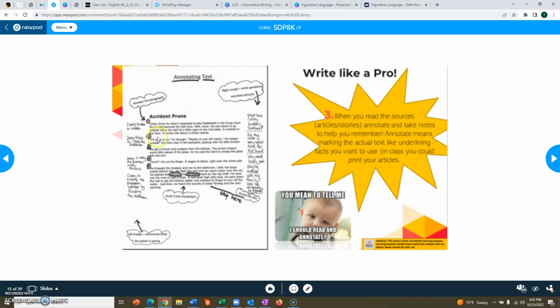Then here is the annotating of the text. So you've read your prompt, you've broken your prompt down. Now you're reading your sources. And while you're reading your sources, you want to make sure that you annotate the text. That means to take notes, underline, highlight, whatever it may be, so you can go back easily to the sources to find the information that you need.